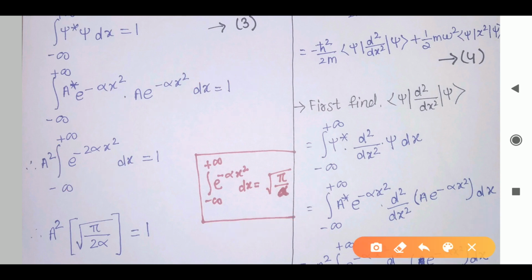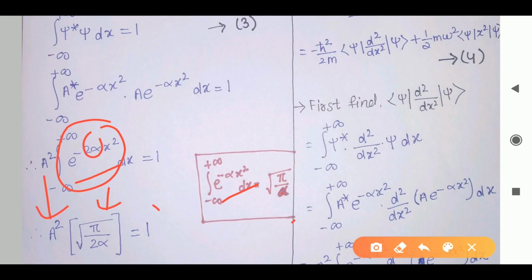See here, in the standard result we have alpha, but here we have 2 alpha. So instead of this integration, we will get root over of pi divided by 2 alpha. Okay, a square as it is, and this will equal 1.